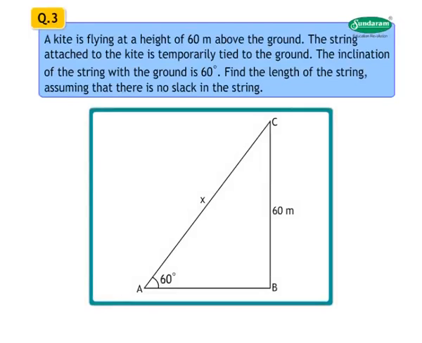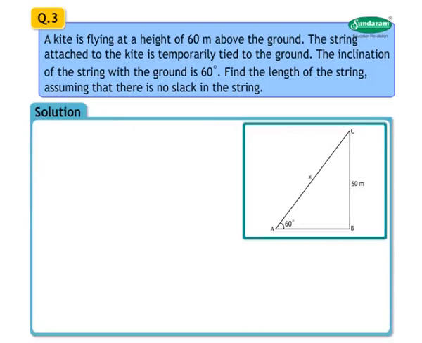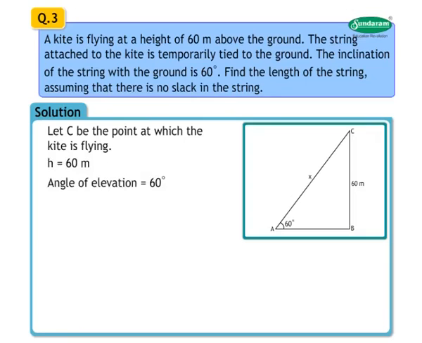Number 3. A kite is flying at a height of 60 meters above the ground. The string attached to the kite is temporarily tied to the ground. The inclination of the string with the ground is 60 degrees. Find the length of the string assuming that there is no slack in the string. Solution. Let C be the point at which the kite is flying. Height at which kite is flying is 60 meters. Angle of elevation of the kite is 60 degrees.